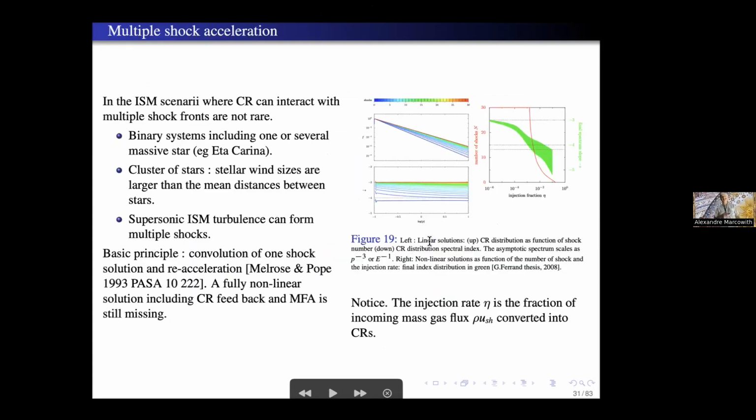Multiple shocks can happen in some systems, especially in massive star clusters, because you have plenty of winds and the stars are close together. So the winds will interact with each other, and each time winds interact with each other, they will produce some shocks. So you can have networks of shocks, and in that case, the solution is not E^-2, but is E^-1. It's a harder spectrum of cosmic rays.